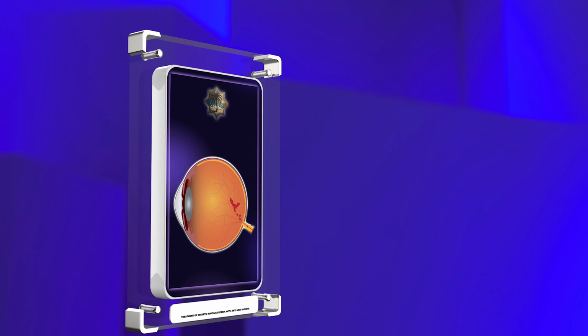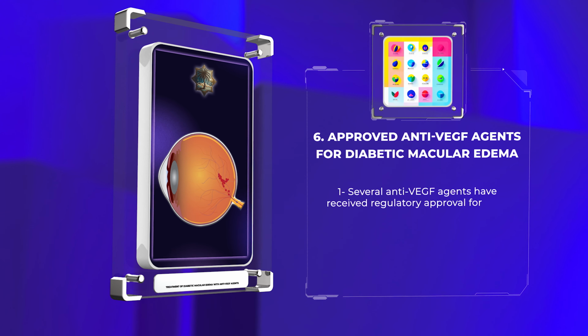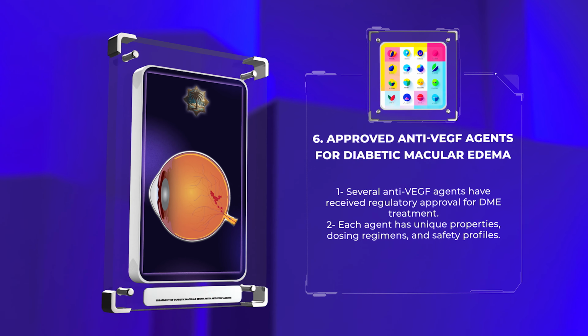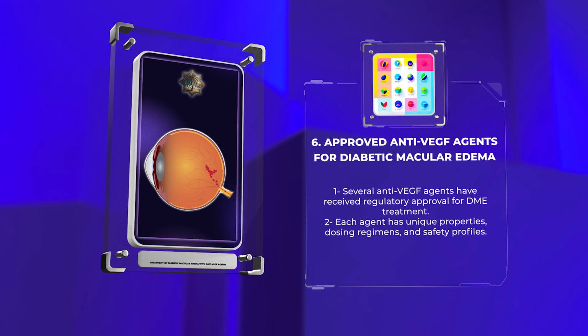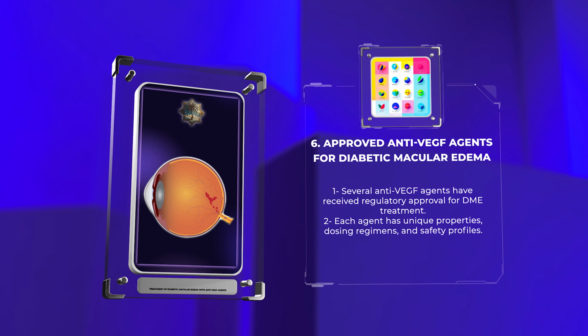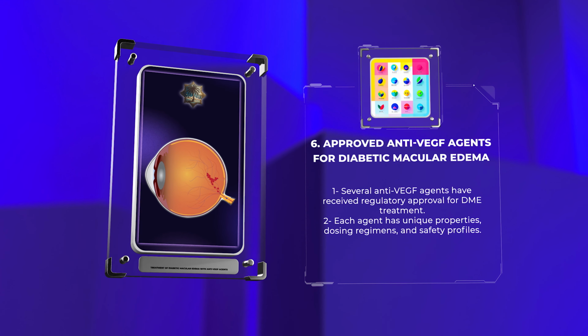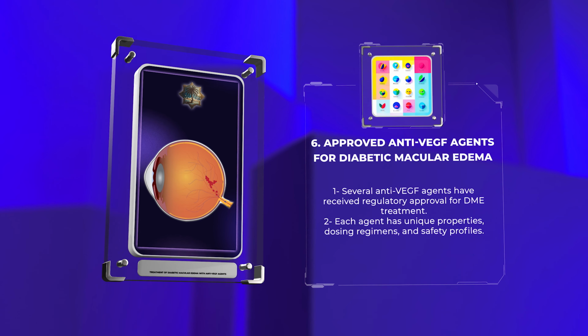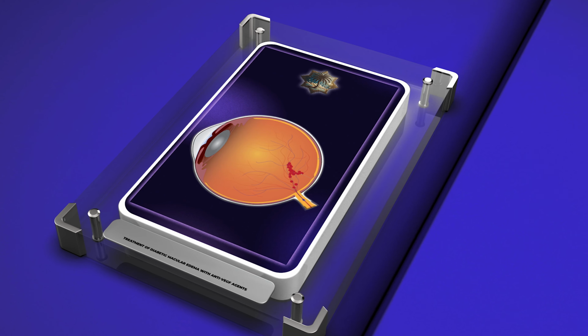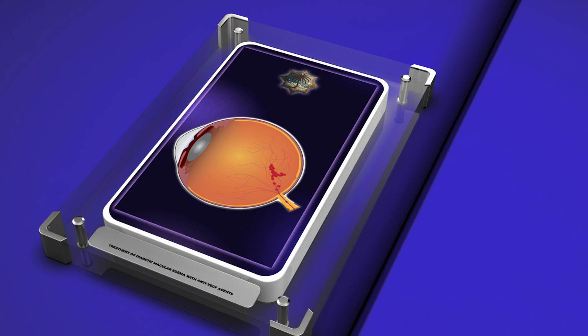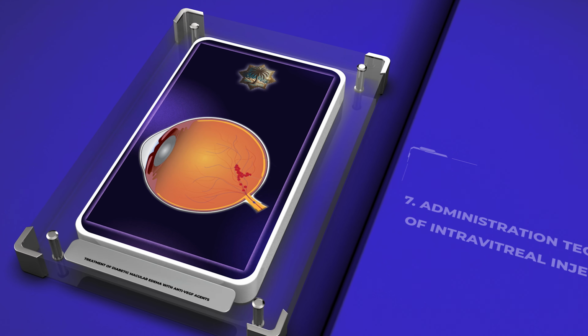Several anti-VEGF agents have received regulatory approval for the treatment of DME. These include ranibizumab, aflibercept, and bevacizumab. Each agent has unique pharmacokinetic properties, dosing regimens, and safety profiles, enabling healthcare providers to tailor treatment plans according to individual patient needs. Intravitreal injections are the preferred route of administration for anti-VEGF agents in DME.